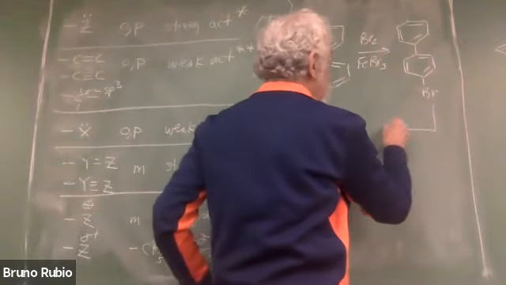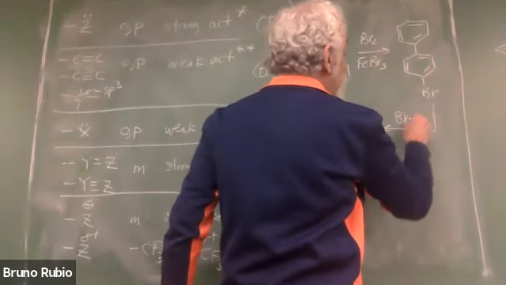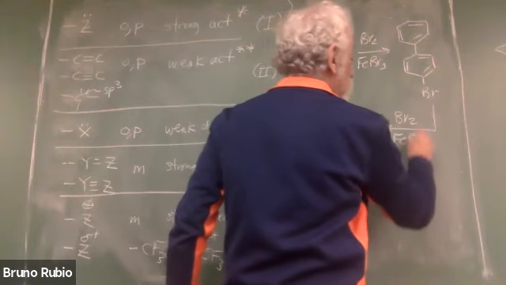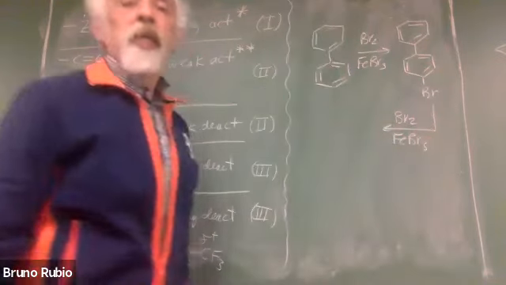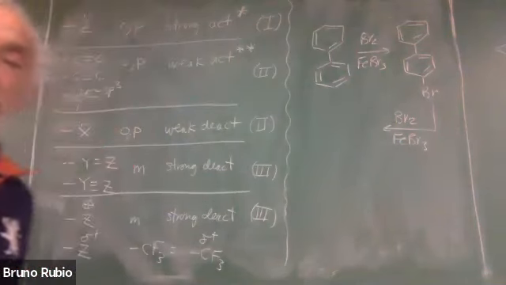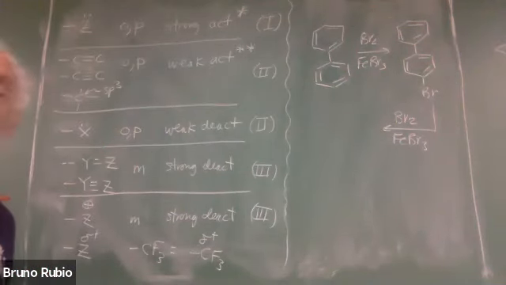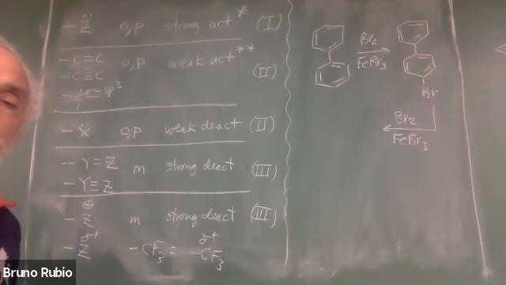Okay, now what if I were to take this and feed it more Br2? A second equivalent of Br2. Now what? Which ring's going to get it? The one on top or the one on the bottom? It's going to be the ring on top.